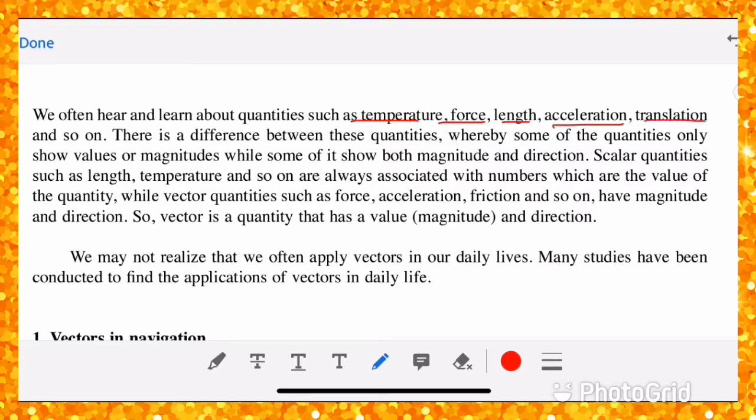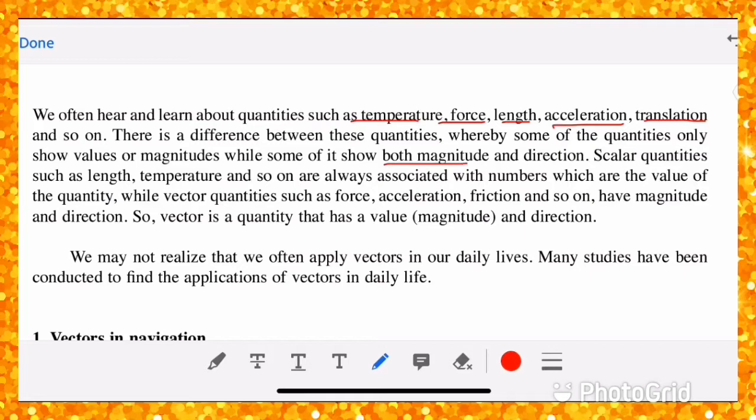Scalar quantities such as length, temperature, and so on are always associated with numbers, which are the value of the quantity, while vector quantities such as force, acceleration, friction, and so on have magnitude and direction. So vector is a quantity that has a value, which is magnitude, and direction.